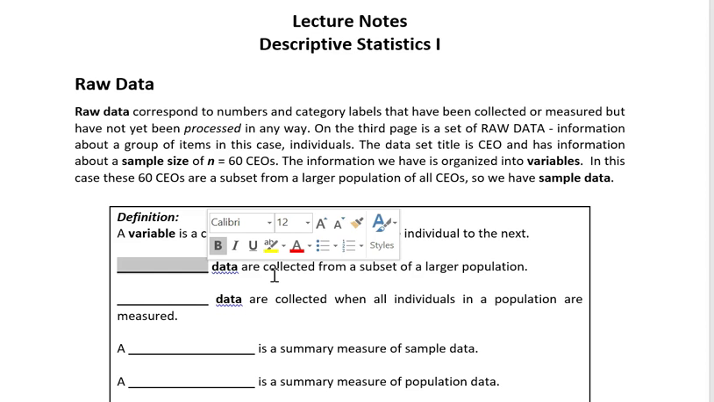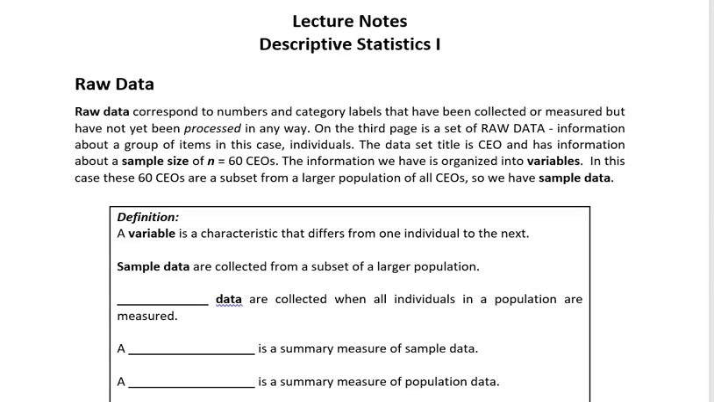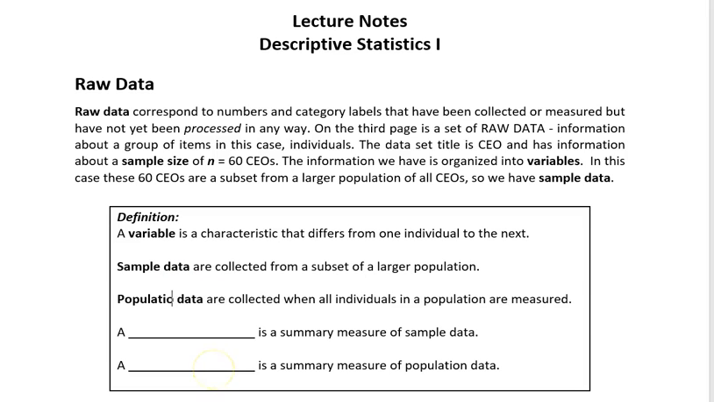We saw Adidas sales and CEO. Those are sample data. It means that 60 CEOs were extracted from a larger population of all possible CEOs. And when I say all possible CEOs, say in the US, that would give you population data, right? So you have your sample, you have your population.